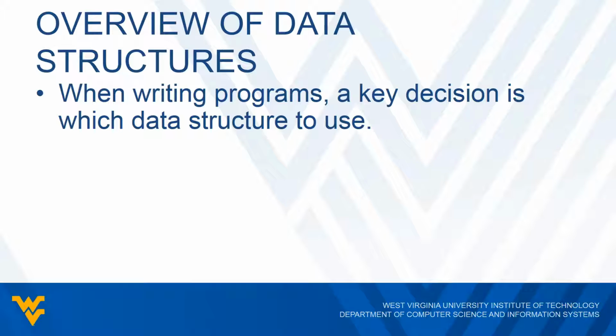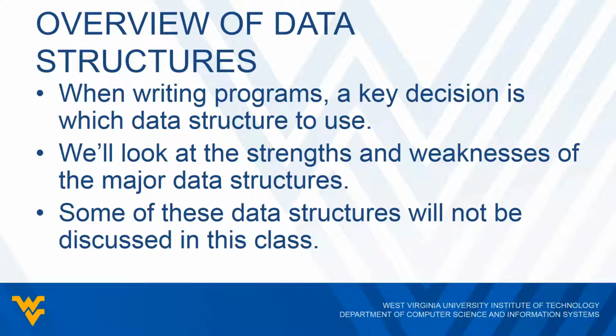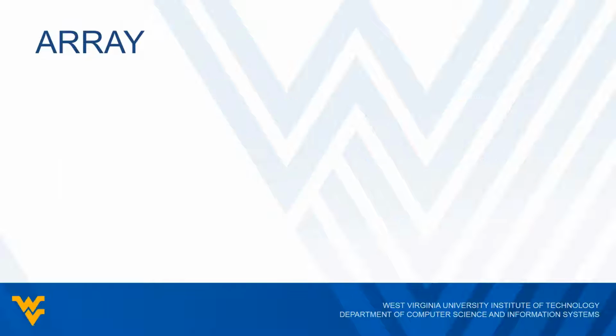So we're going to take a look at several of those data structures, and specifically we'll look at the strengths and weaknesses of some of the major data structures. We're not going to be able to go through all of them in this class, but we can at least give an overview of the most common ones that we would use. Now, with that said, I should mention that there will be some data structures I mention here that we will not actually get into in this class. Some of these will actually be discussed in other classes, such as our CS 201 data structures course.